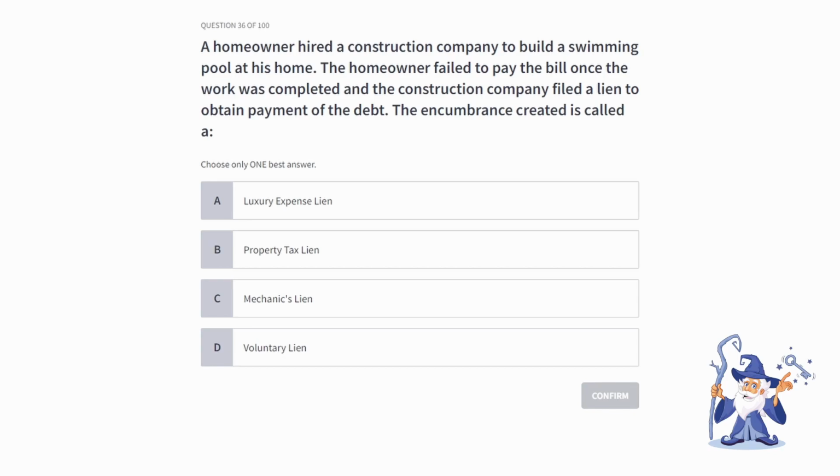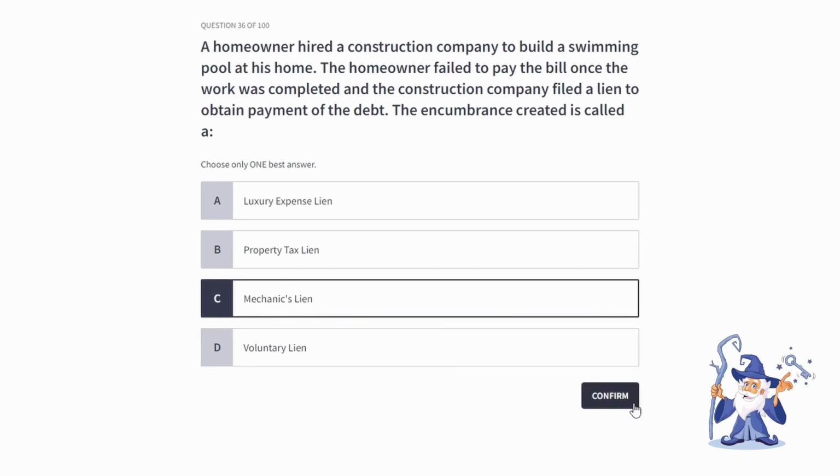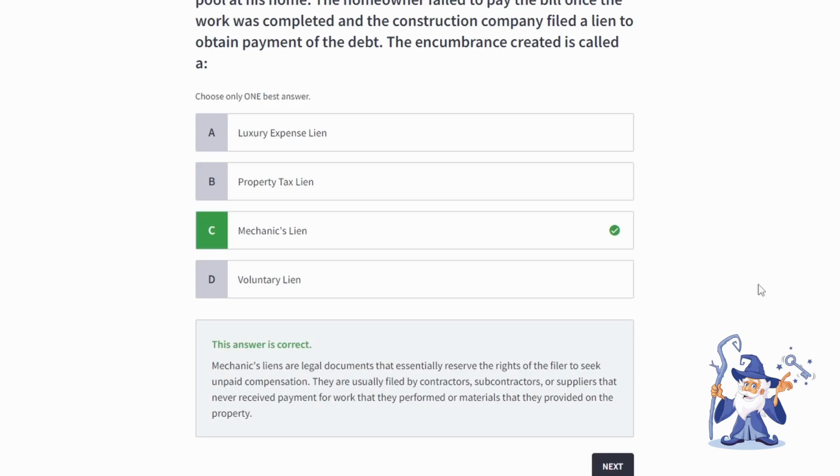Okay, so what's our correct answer for this one? Well, it's going to be C. It's a mechanics lien. Mechanics liens are legal documents that essentially reserve the rights of the filer to seek unpaid compensation. They are usually filed by contractors, subcontractors, or suppliers that never receive payment for the work that they performed or materials that they provided on the property. So some of you guys might have put D for this one, voluntary lien. It is not a voluntary lien. It would be an involuntary lien. Remember, mechanics liens are considered involuntary.